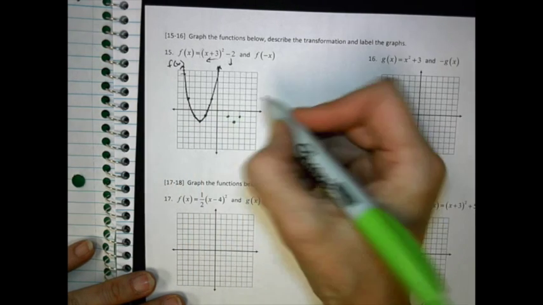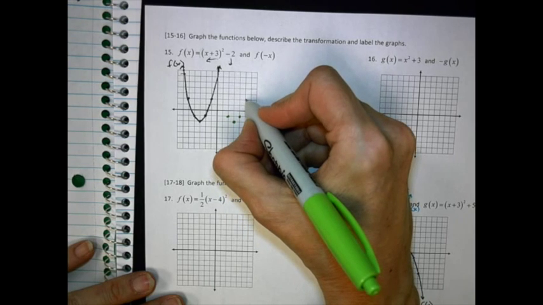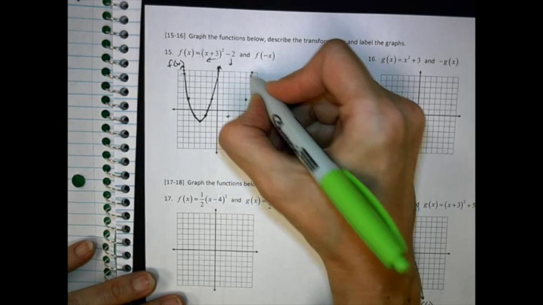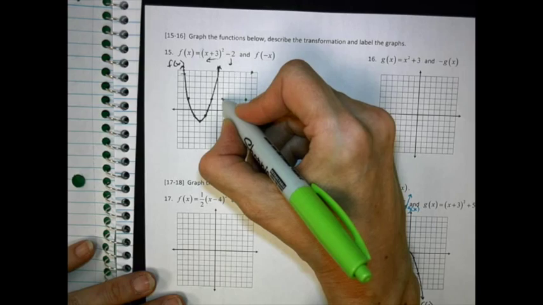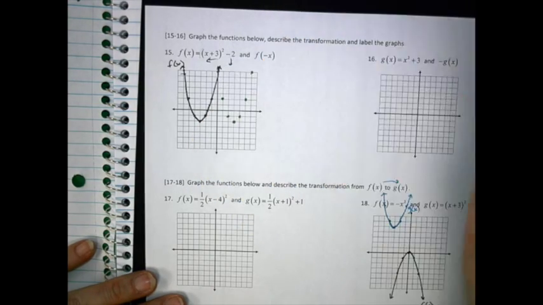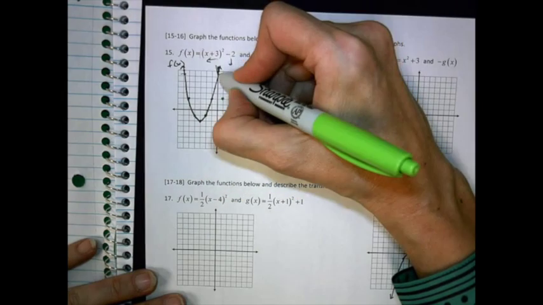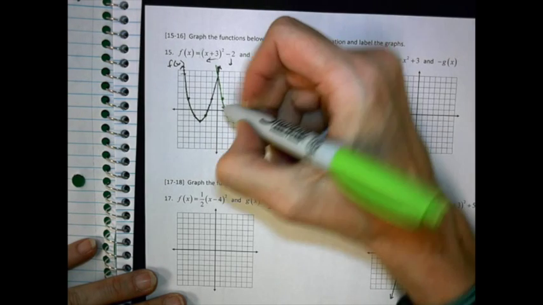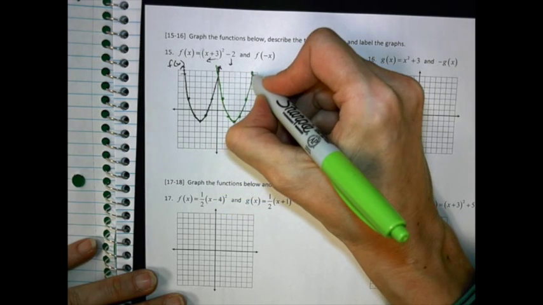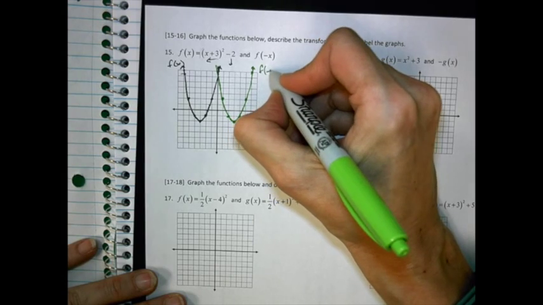At this point I'm tempted to go up 3 over 1, up 5 over 1, because I know the width of the parabola did not change, and that's a great shortcut. And so this would be the graph of f of negative x.